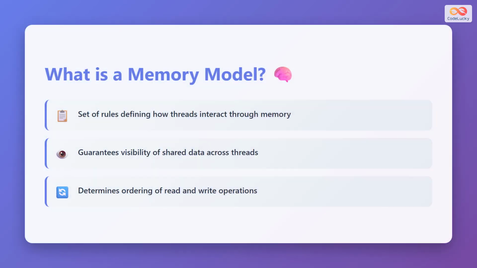A memory model is a set of rules that defines how threads interact with each other through shared memory. It provides guarantees about the visibility of shared data across different threads, meaning when one thread modifies a variable, other threads can see that change. The memory model also determines the ordering of read and write operations, ensuring that operations happen in a predictable sequence. Without a well-defined memory model, concurrent programs would behave unpredictably.